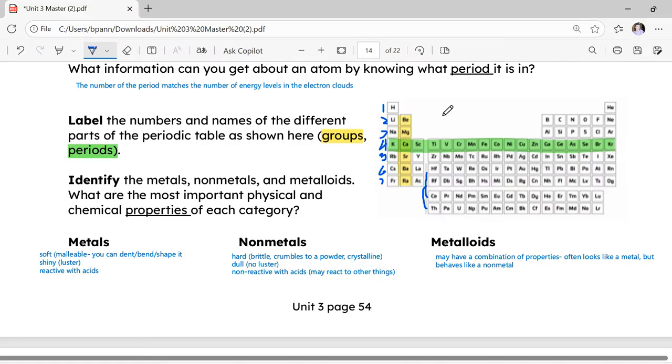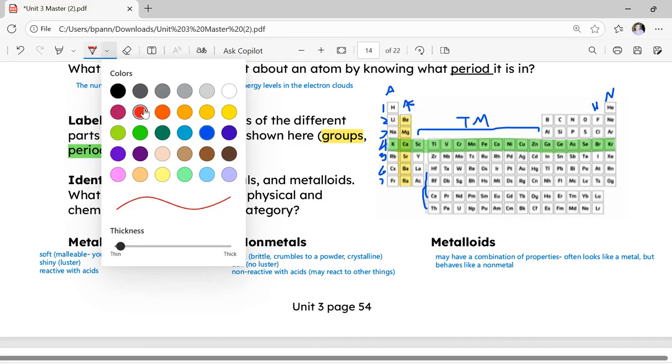If you wanted to label all of these different sections here, remember that these are your alkali metals. These are your alkaline earth metals. This section here in the middle, these are called your transition metals. I'm just going to put a TM. And then this section over here, well, let's do these ones over here first. These are your halogens, and then these are your noble gases. And then I'm going to switch colors here.